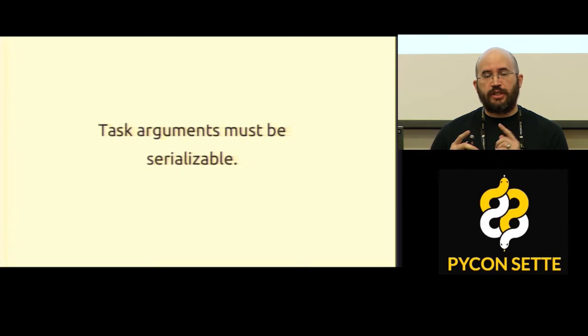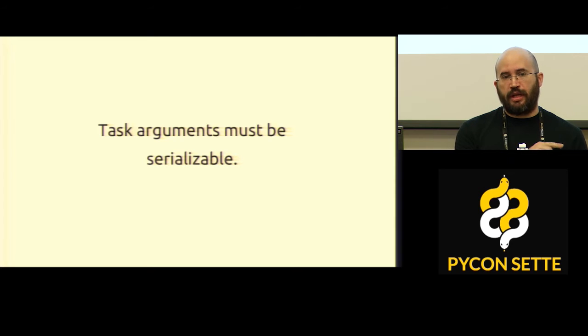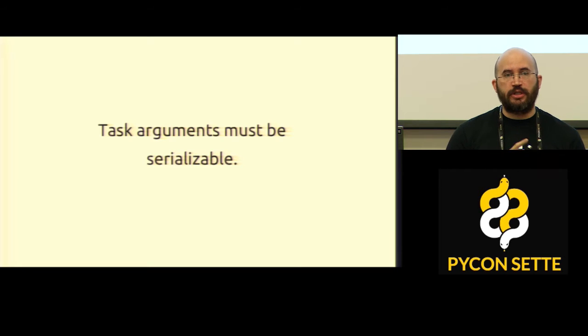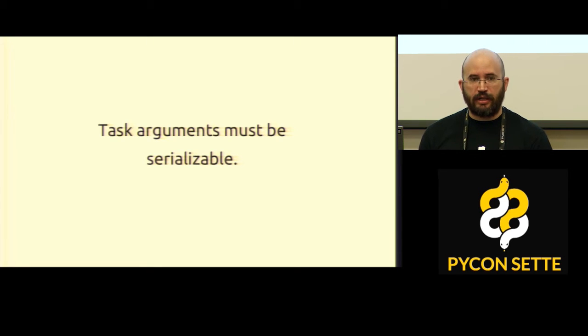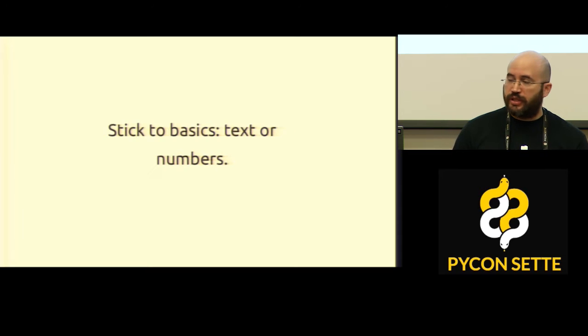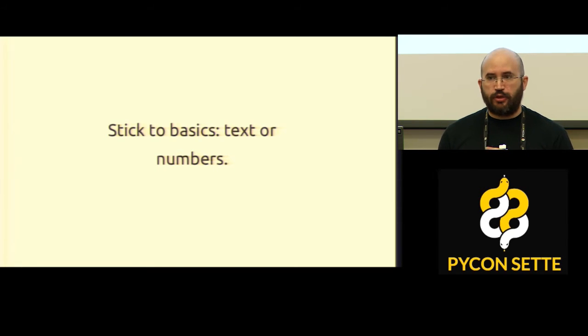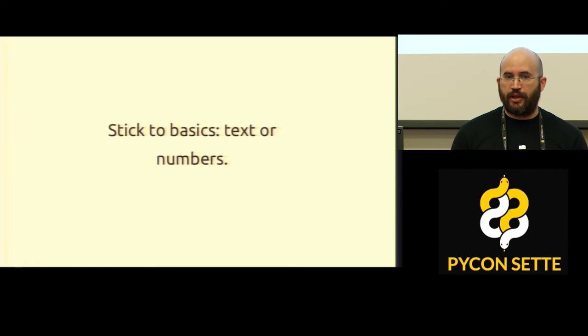Because you're sending stuff through a wire that is optimized for text messages. Everything you send to the task must be able to serialize. That means resist the urge for complex data types. Only send to your task as arguments text and numbers. It's going to make your life very, very easy.